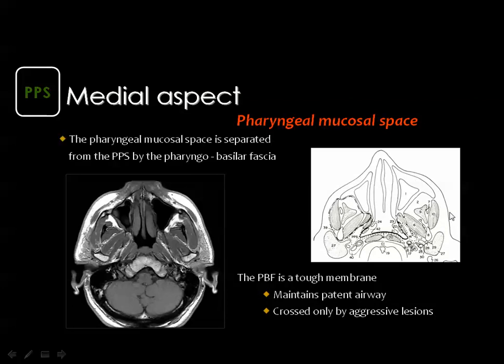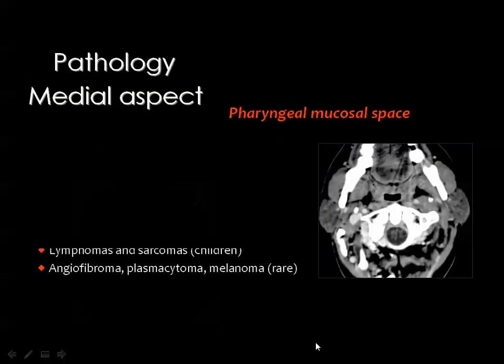The medial aspect is known as the pharyngeal mucosal space, which is formed by the pharyngeal mucosa and a membrane which is known as the pharyngobasilar fascia. This is a tough membrane that protects the area of the parapharyngeal space as well as the deep soft tissues from any infection or lesions coming from the pharynx to extend deep. But this membrane is not that tight. It can be crossed by aggressive lesions, whether infection or neoplasms.